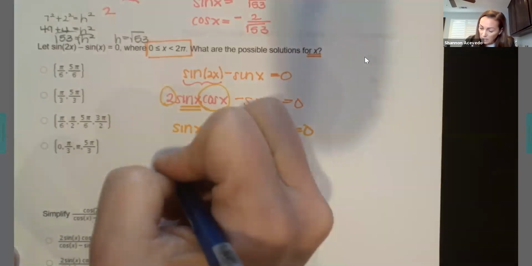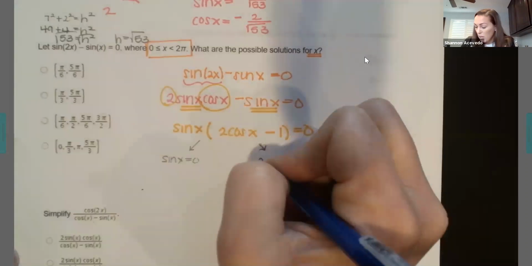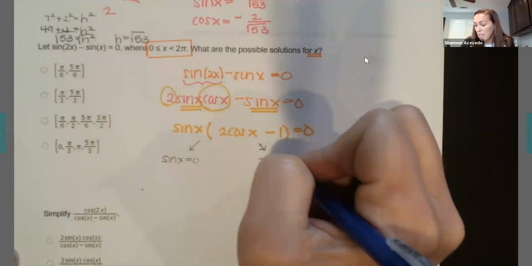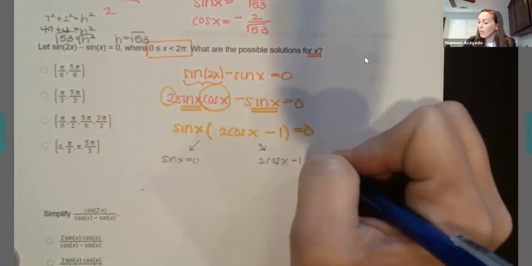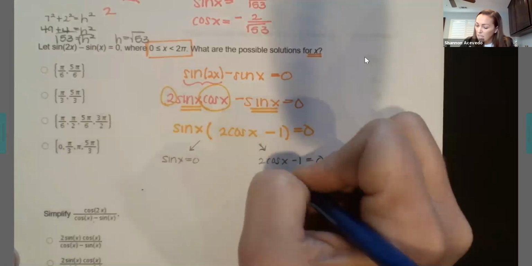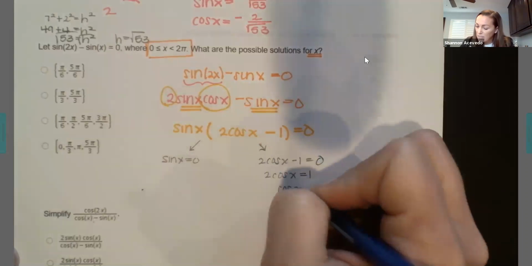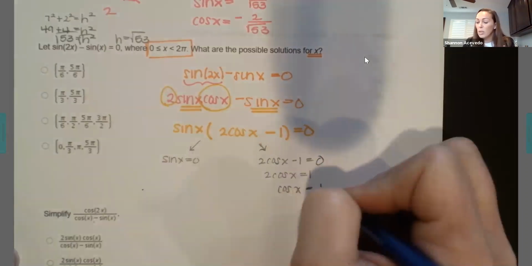So sine of x is equal to 0. And I have 2 cosine of x minus 1 is equal to 0. And then I can add 1 to both sides. So 2 cosine of x is equal to 1. Divide by 2, cosine of x is equal to 1/2. So I look over here.